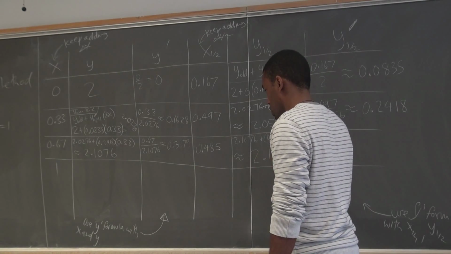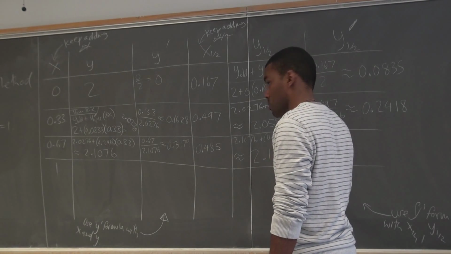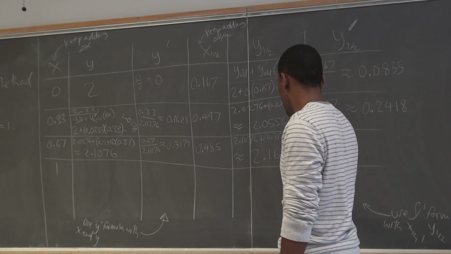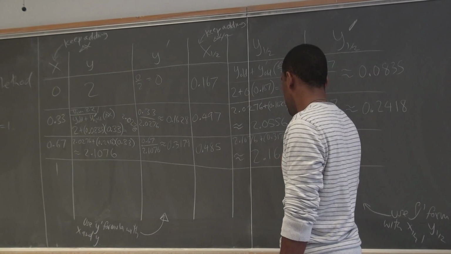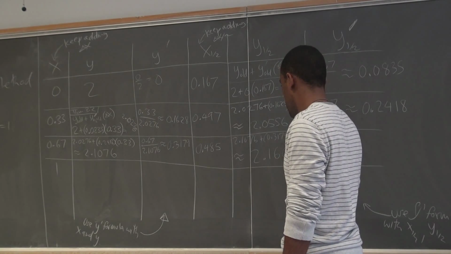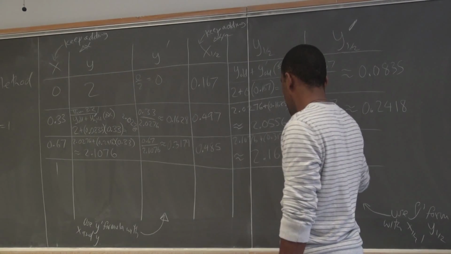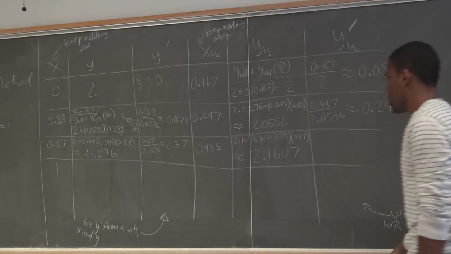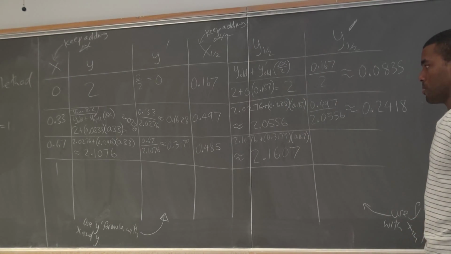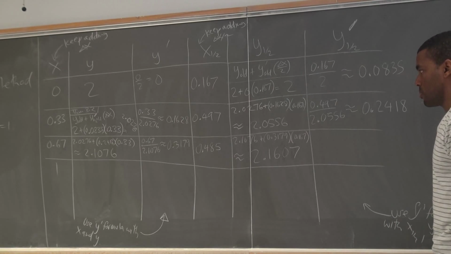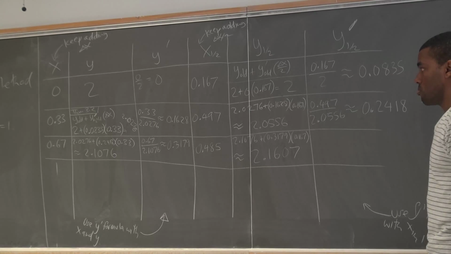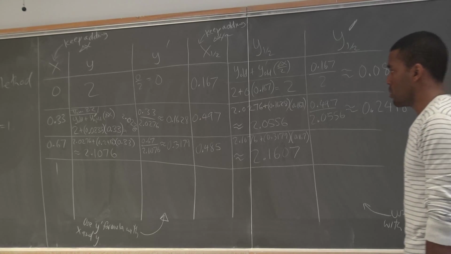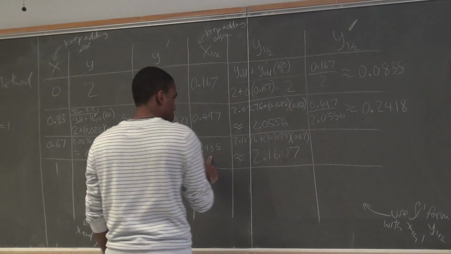2.1 and then the digits 6, 8, 9. Let's use 7. What do we find here? Is that x half correct? It's not, because 0.485 shouldn't be. It should be 0.836.